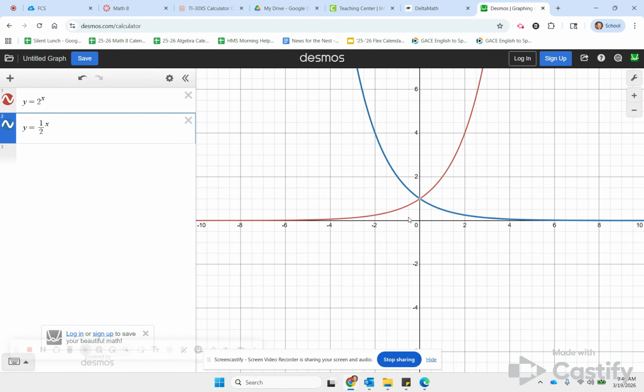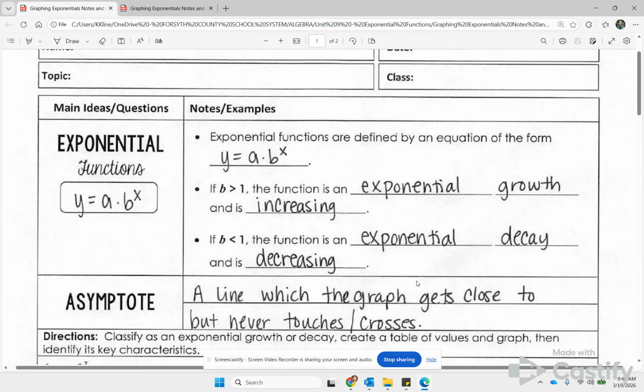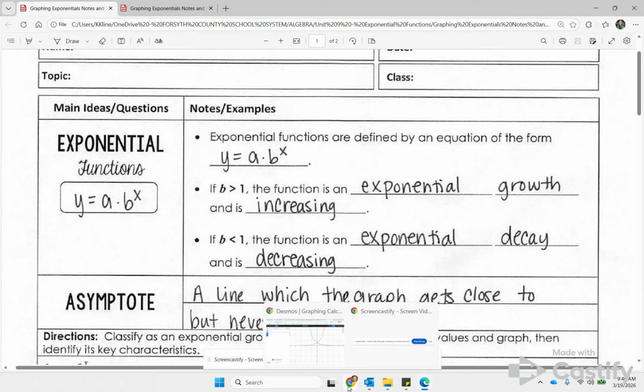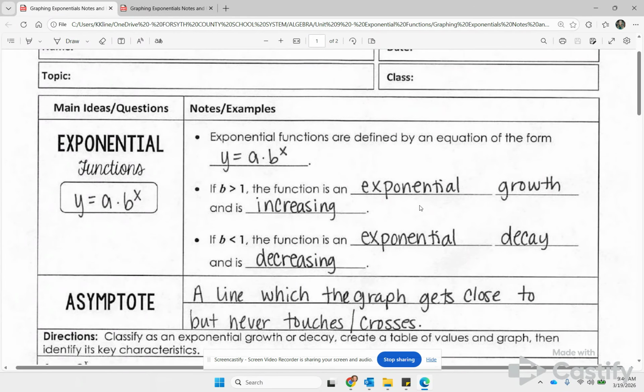We're going to start out pretty basic for graphing our exponential functions. Then you have this asymptote. It is a line which the graph gets close to, but it is never ever going to touch or cross it. So y'all go ahead and write that down. Make sure you know it is a line which the graph gets close to, but never touches or crosses.